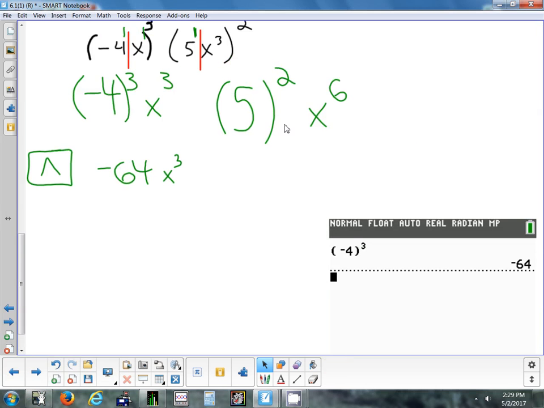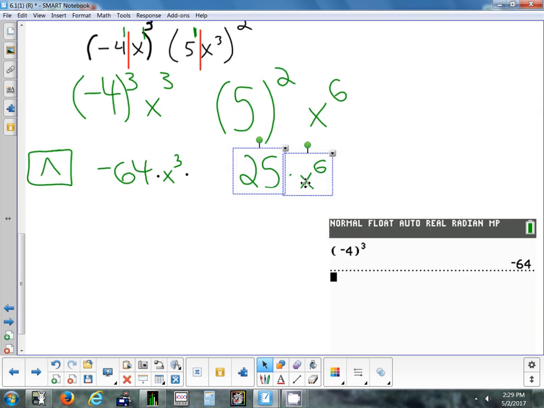How about 5 to the 2nd power? Anybody know what that's going to be? 5 to the 2nd power, if I simplified it. 25. Because it means 5 times 5. So 5 to the 2nd power will be 25. If you're not sure, just put it in a calculator. And then x to the 6th will stay.